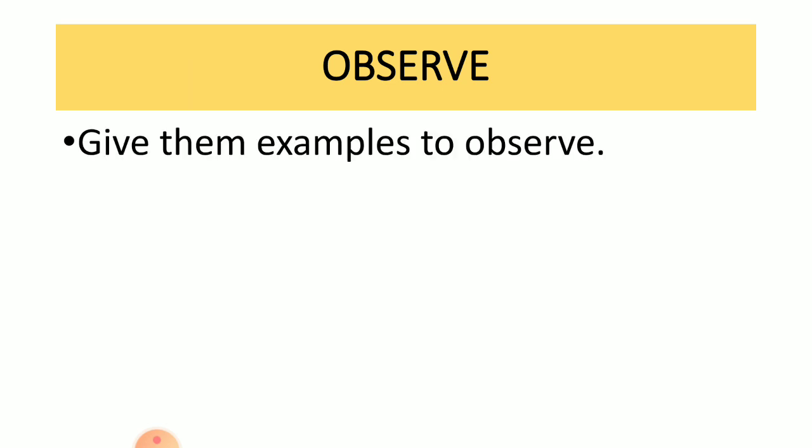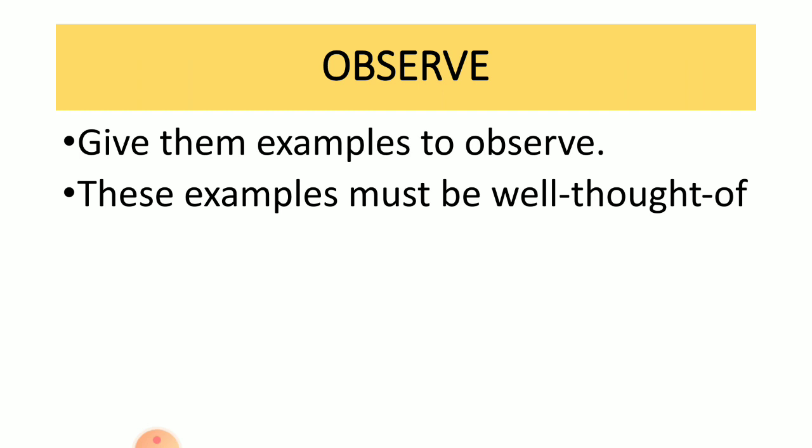Children love looking for patterns. When given many examples, it is natural for them to look for similarities and assume rules. So, the key is to give them examples to observe. These examples must be well thought out so that the students would eventually arrive at a complete rule.